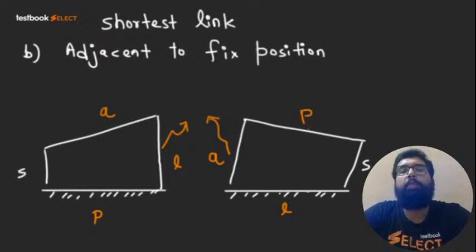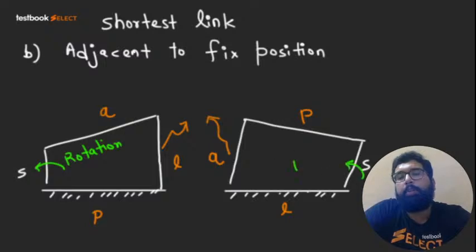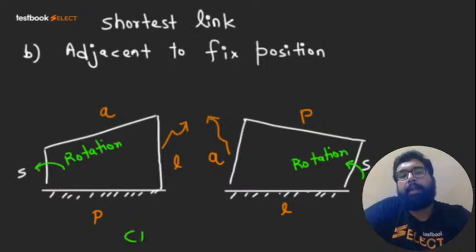What I said is, our focus will be on the shortest link only. No matter what link is placed at what position, that doesn't concern us. We need to see the position of the shortest link only. So if the shortest link is in the position of input and output, it will make itself rotate. It will make complete rotation. This will also be making complete rotation. So in this case, we will be getting crank and rocker mechanisms.